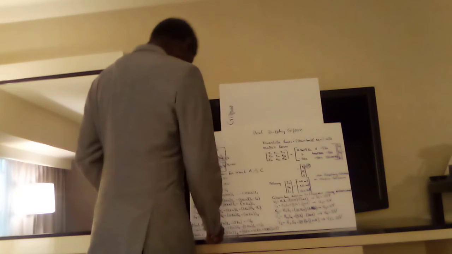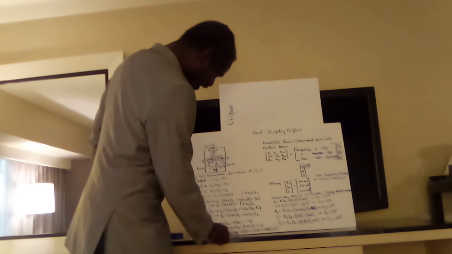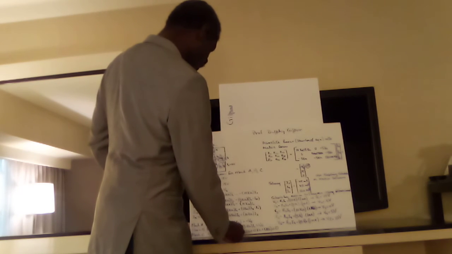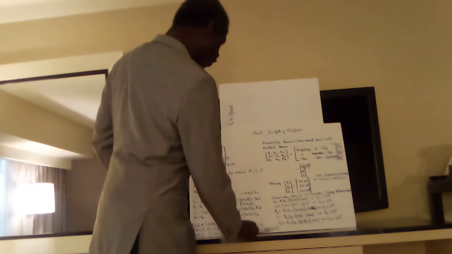So at mesh A now, we have 10 kilo ohms plus 5 kilo ohms times IA minus 5 kilo ohms times IC is equal to V source 1. And at mesh B, we have 0 plus 10 kilo ohms plus 5 kilo ohms times IB minus 5 kilo ohms times IA is equal to V source 1. And for mesh C, we have minus 5 kilo ohms times IA minus 5 kilo ohms times IB plus 5 kilo ohms plus 10 kilo ohms plus 5 kilo ohms times IC is equal to 0.